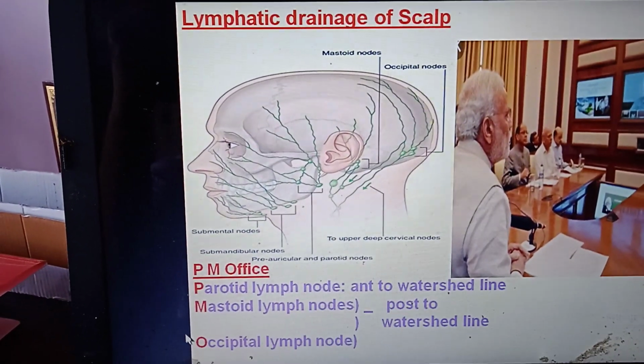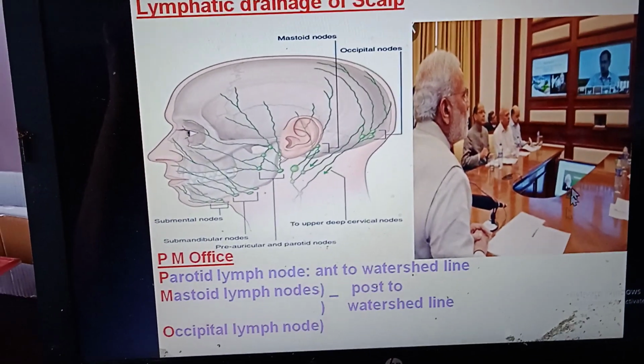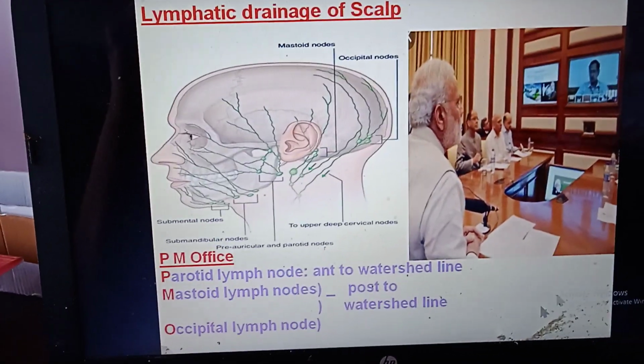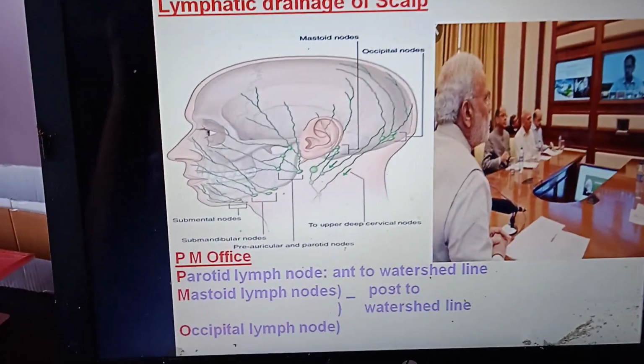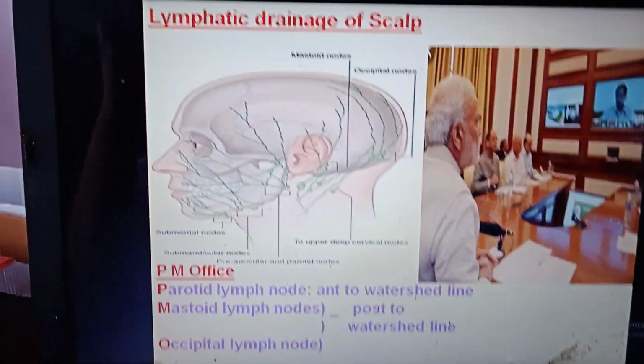So PMO office, look, Mr. Narendra Modi is in the PMO office. So anterior to watershed line is the parotid lymph node, and posterior to watershed line is the mastoid and occipital lymph node.